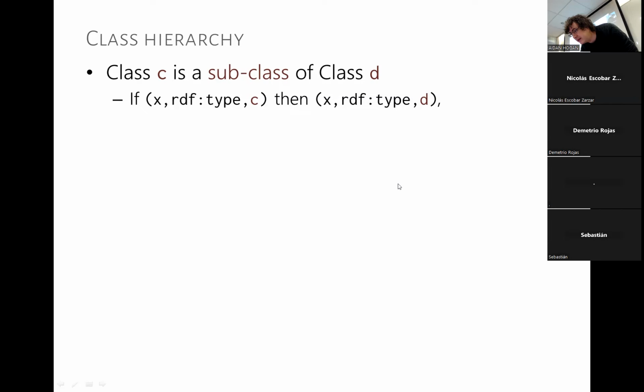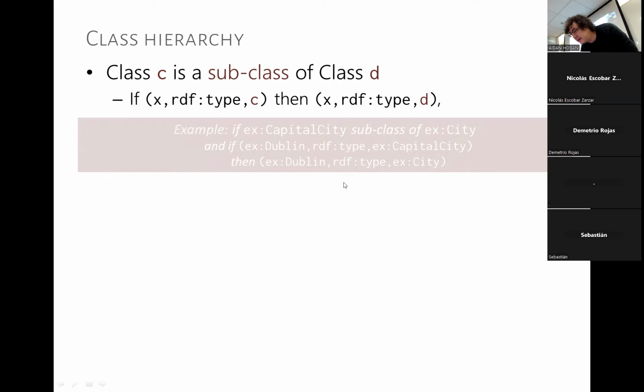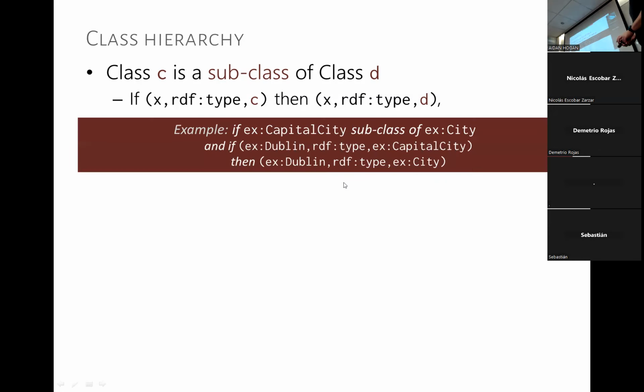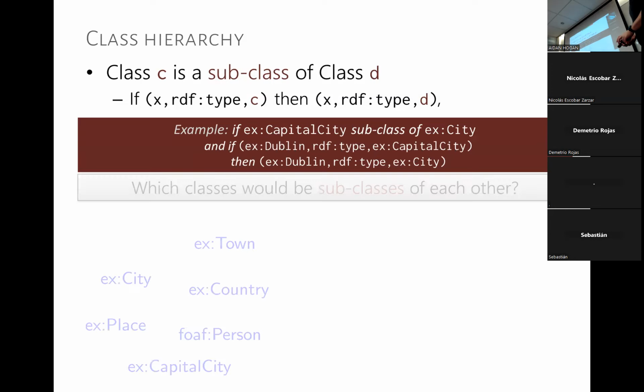So class C is a subclass of class D. If X is of type C, then X is of type D. This is what it means. Yeah. So let's have a look at our example again. For example, if we have capital city is a subclass of city, and if we know that Dublin is a capital city, then we can infer that Dublin is a city.